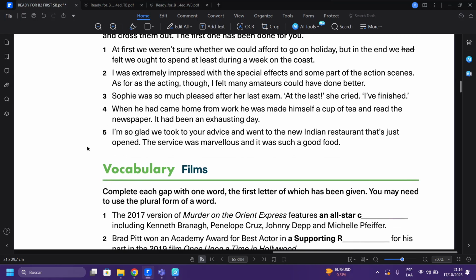In number two, can you help me out finding where is the mistake, or the word that you don't have to use there? I was extremely impressed with the special effects and some part of the action scenes. As for us, the acting, there is a mistake. What do you think is the mistake there?